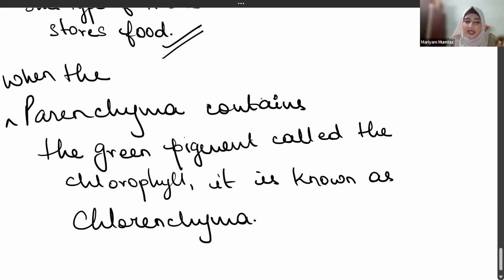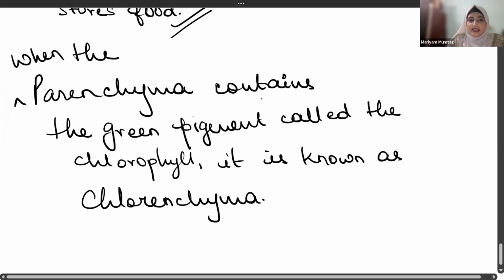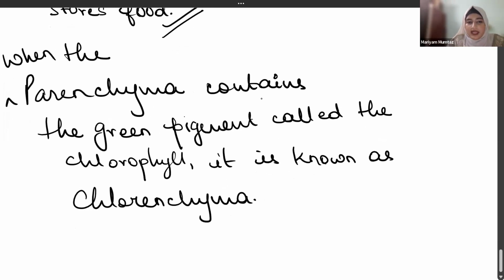You can tell by the name only: chlorophyll, chlorenchyma. So the parenchyma that contains the chlorophyll, and chlorophyll is the green pigment, is known as chlorenchyma. Is it clear? This is the case where the parenchyma also performs the process of photosynthesis, because chlorophyll is there for the photosynthesis.